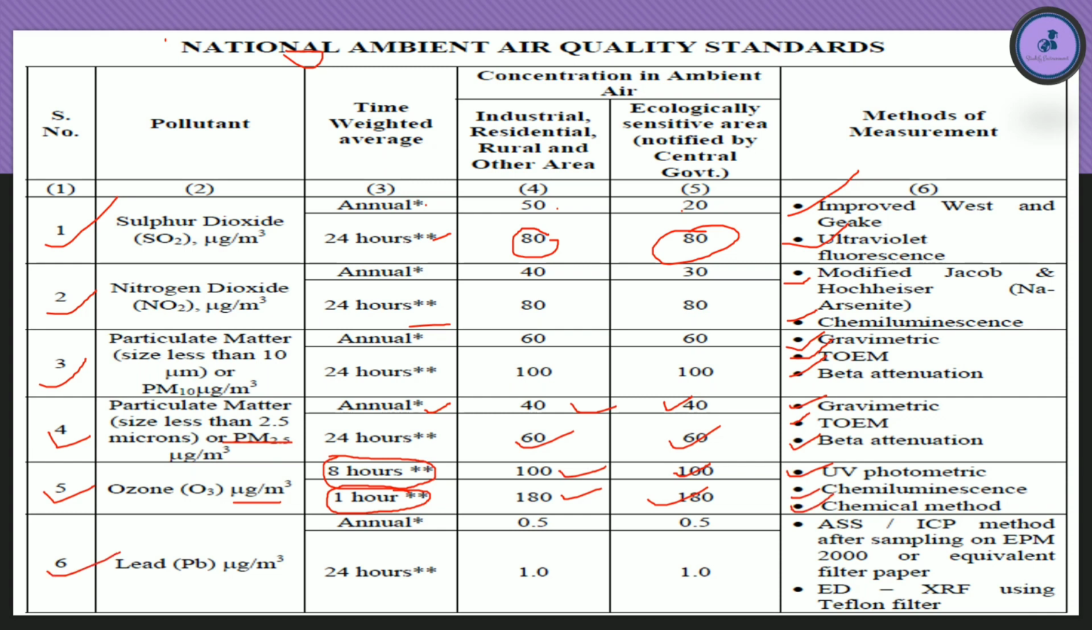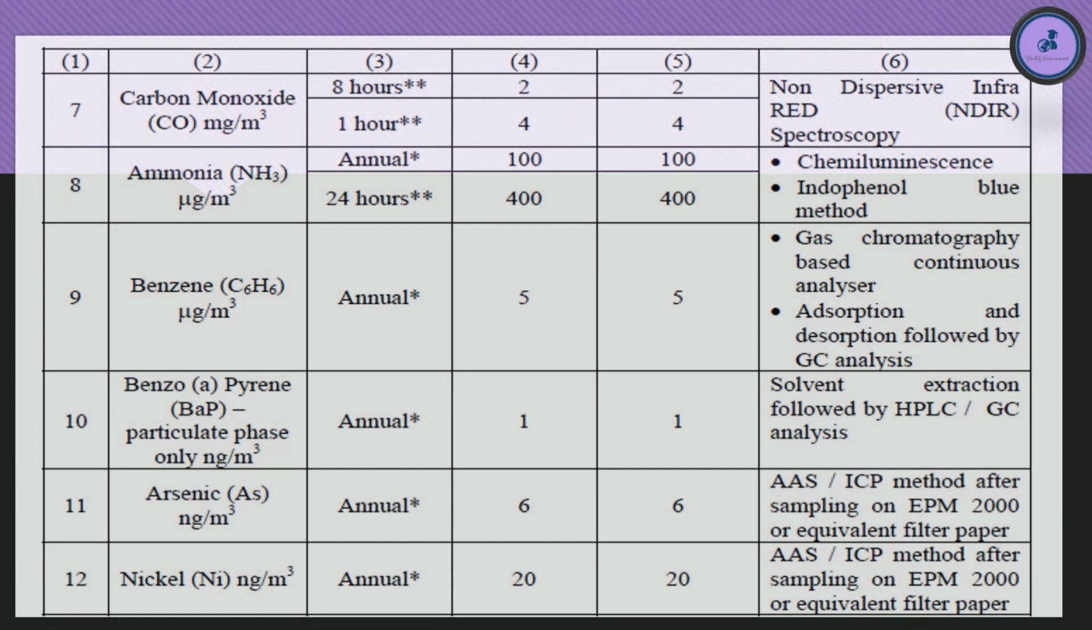Sixth is lead. It is also measured in microgram per cubic meter. For annual, it is 0.5 and 0.5 for both the industrial and ecological sensitive area, and for 24 hours it is 1 for both the areas respectively. It is measured by AAS, atomic absorption spectroscopy, and ICP, inductively coupled plasma method, and EDXRF, X-ray fluorescence, using Teflon filter.